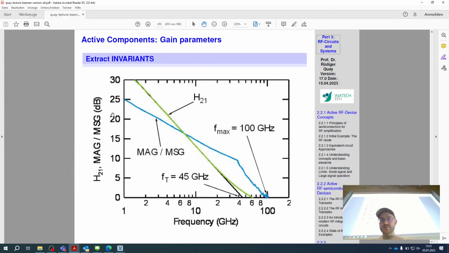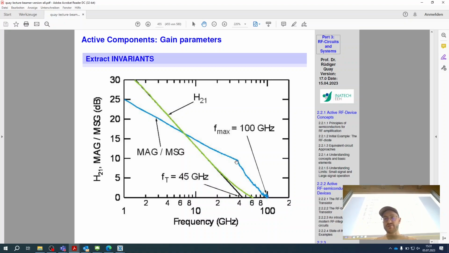So you have these terms. This is I out versus I in, this H21. So it is the output current versus the input current. It is basically defining the maximum current gain. That is defined by Ft. Ft says this is the maximum current gain. Fmax says this is the maximum unilateral gain. These MAG, MSG say this is the maximum available gain, and this is the maximum stable gain.